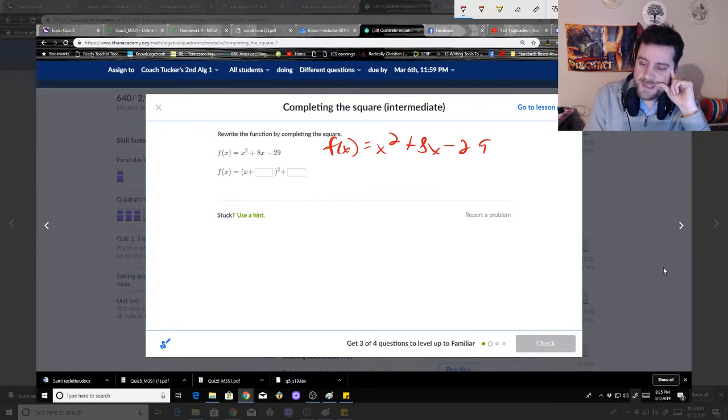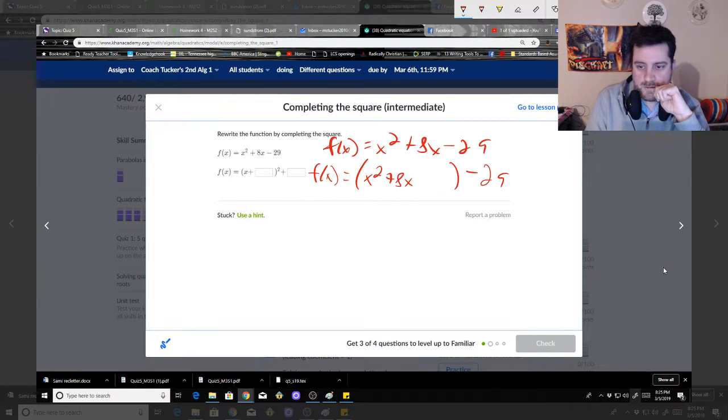Well, then you're going to have to leave everything on one side. So we're going to have to leave this f of x here. But what we're going to do is create a set of parentheses. And I'm going to put a big space here because I got to put something here. Minus 29. Okay?